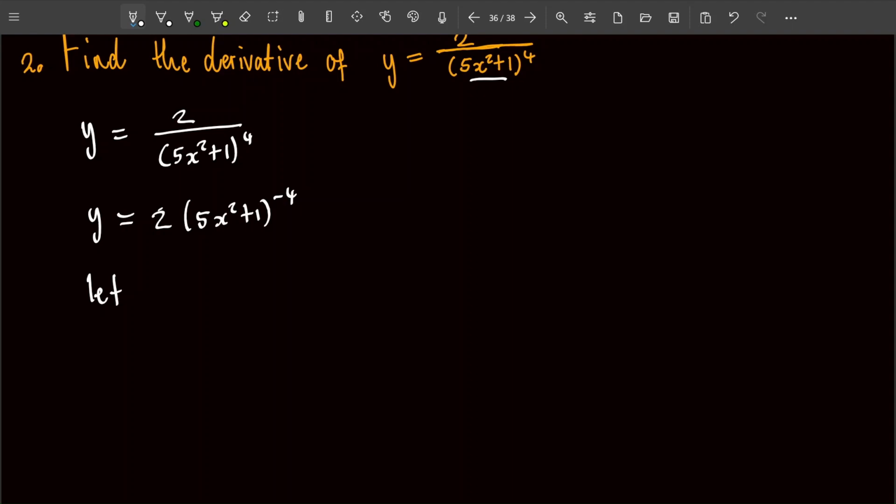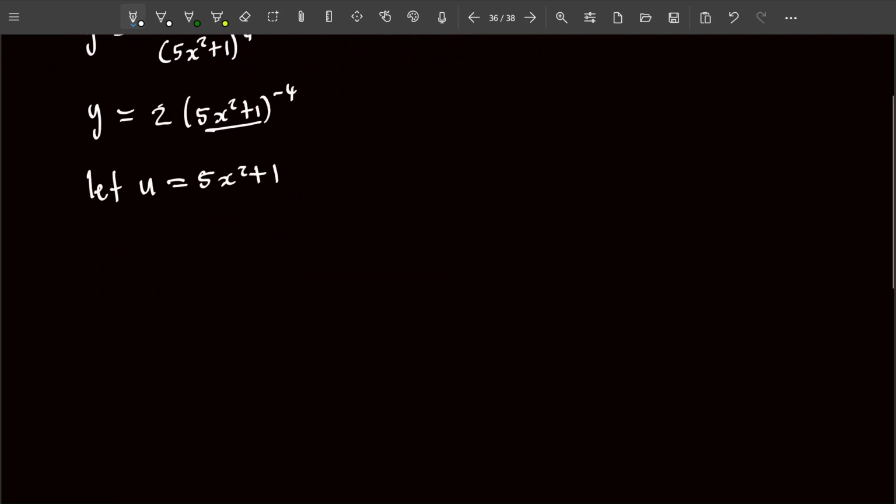So anyway, we say let the inside function be u. So let u be equal to that inside function, which is 5x squared plus 1. Then I can now rewrite y is equal to 2 multiplying u, because that 5x squared plus 1 is u, and it's to the negative 4.